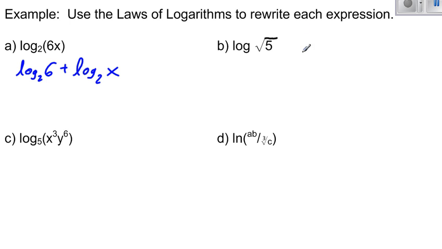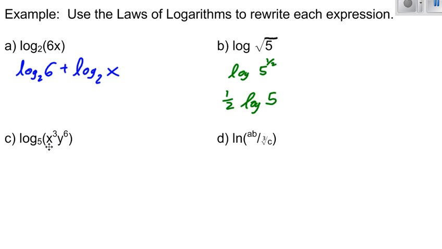Log of the square root of 5. Think of square root as a power. That'd be log of 5 to the 1/2 power. And powers can get moved to the front, so 1/2 log 5.